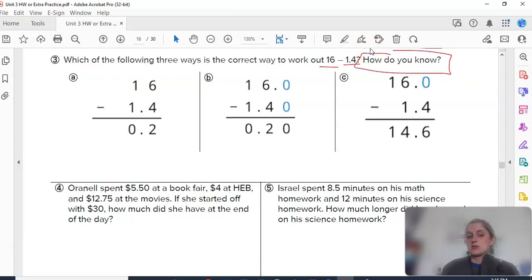I know C is the right answer because. I know B is the right answer because. I know A is the right answer because. Tell me why the one you pick is the right answer.